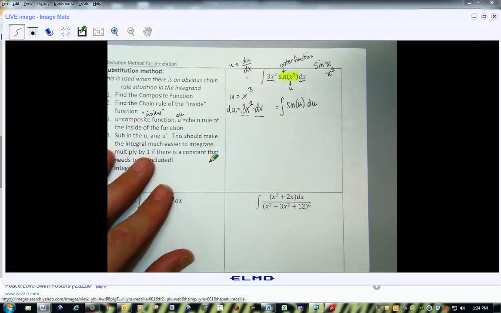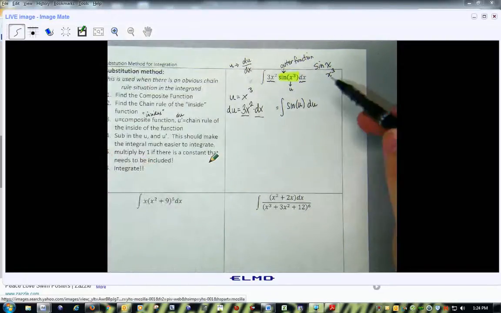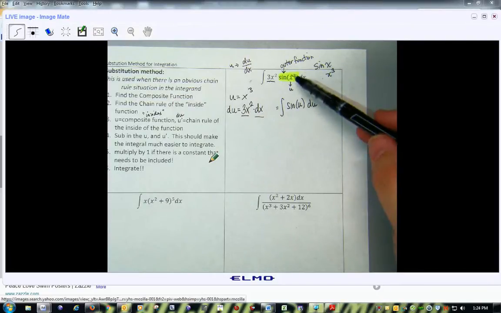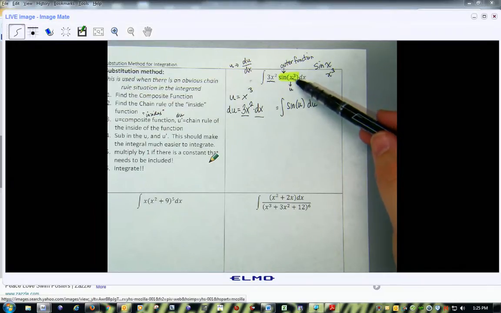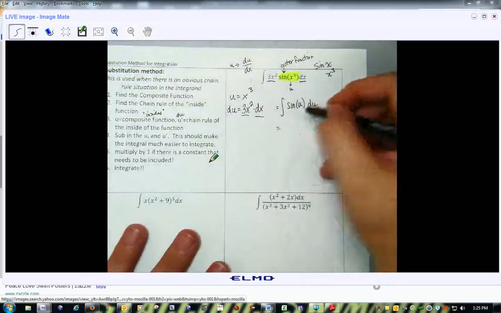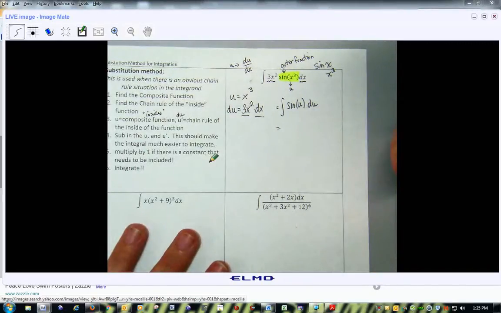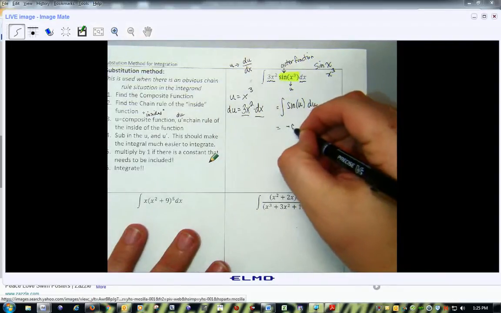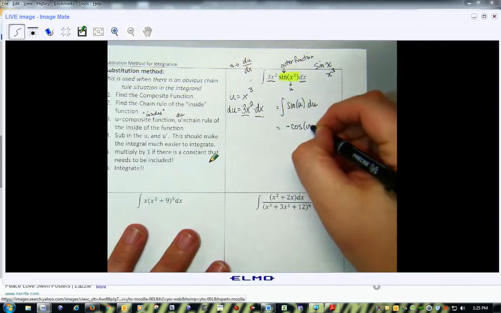So now I've taken a complex integrand, which just ended up being a function, sine of x cubed. If I took the derivative of it, it'd be sine of x cubed times the derivative of x cubed, which would be 3x squared. And now I can say, all right, well, what's the antiderivative of the sine function? Negative cosine of u plus c.